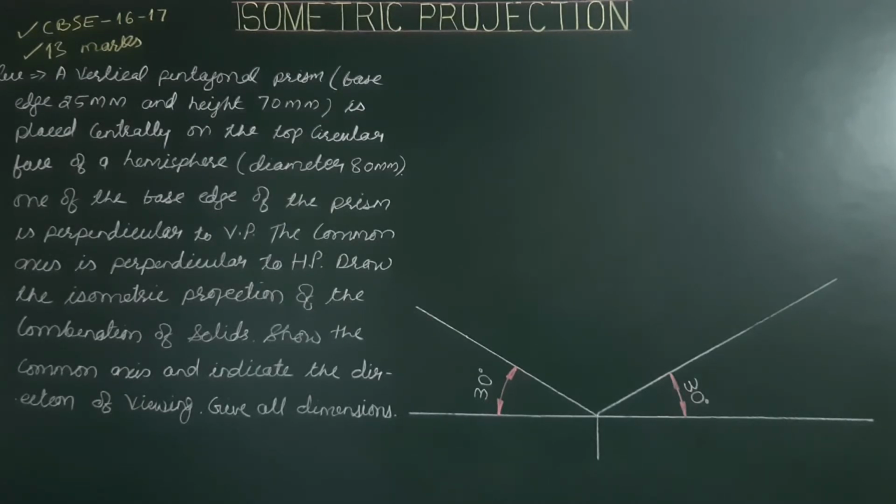One of the base edges of the prism is perpendicular to VP. The common axis is perpendicular to HP. Draw the isometric projection of the combination of solids. Show the common axis and indicate the direction of viewing. Give all dimensions.